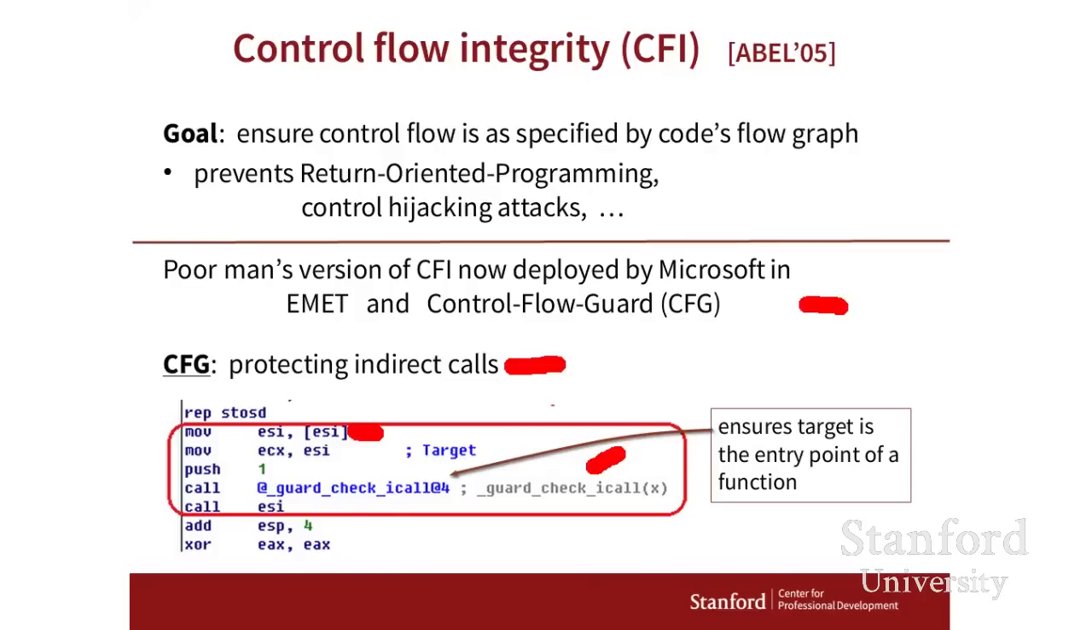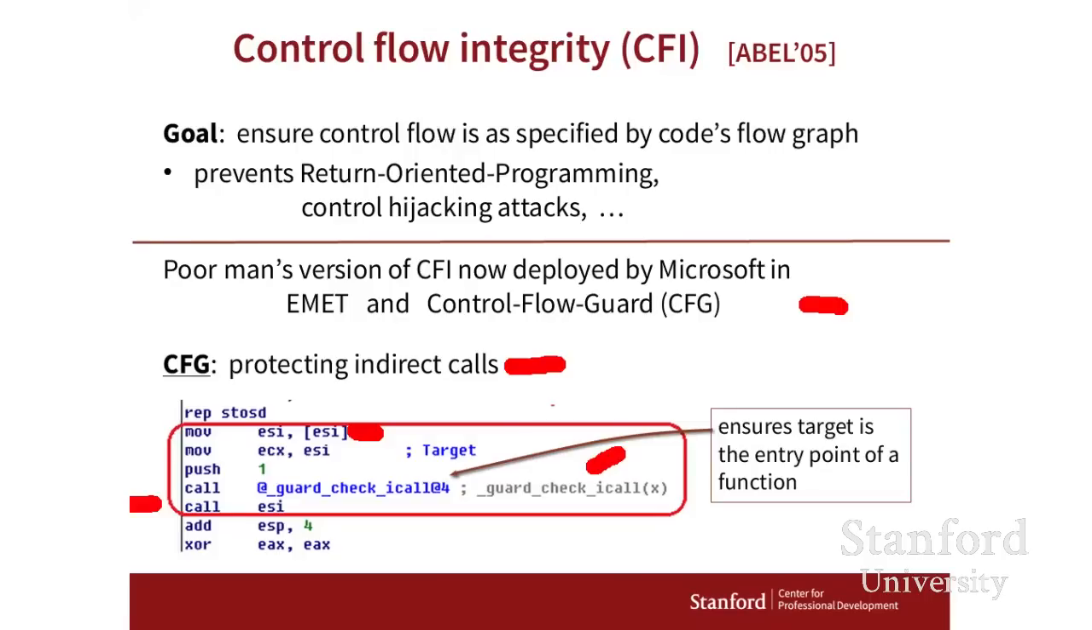And you see that if this function returns, in other words, you are jumping into a valid function, then the actual call takes place. You can see that we're now calling ESI, which actually calls the function. So the call only happens if you jump to an address that's a valid entry point for a function. Now, this looks great. This is already making these control hijacking attacks much harder.